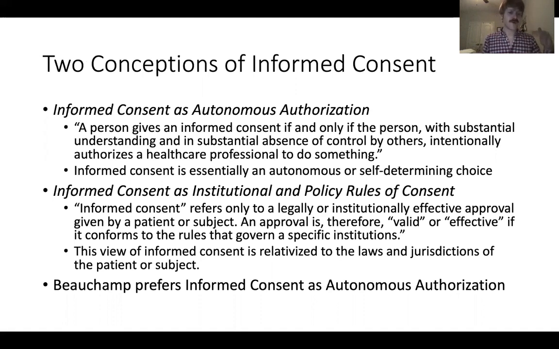Okay, so I think this is the intuitive understanding of informed consent, but there are competing conceptions as well. On the one hand, we have autonomous authorization, and on the other, we have informed consent as institutional and policy rules of consent. Under this analysis, informed consent refers only to a legally or institutionally effective approval given by a patient or subject. An approval is therefore valid or effective if it conforms to the rules that govern a specific institution, right? The idea here is that informed consent is whatever the law says it is, or whatever the institution in question says it is.